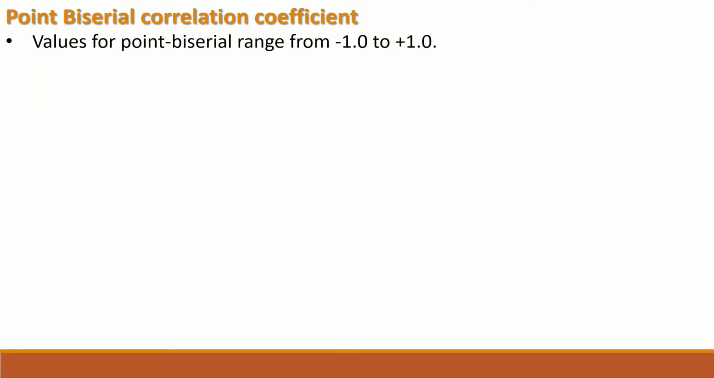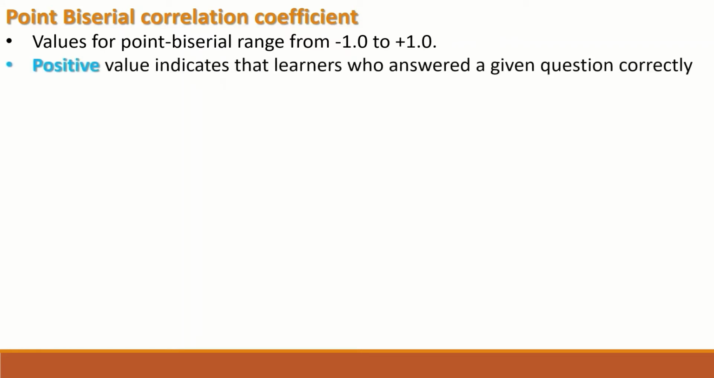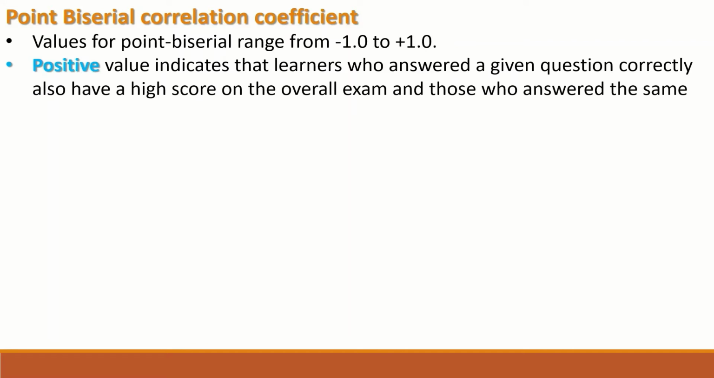Now, the statistical test for the point biserial correlation coefficient generates values that range from -1 to +1. +1 indicates a perfect positive correlation. -1 indicates a negative correlation, a strong one.